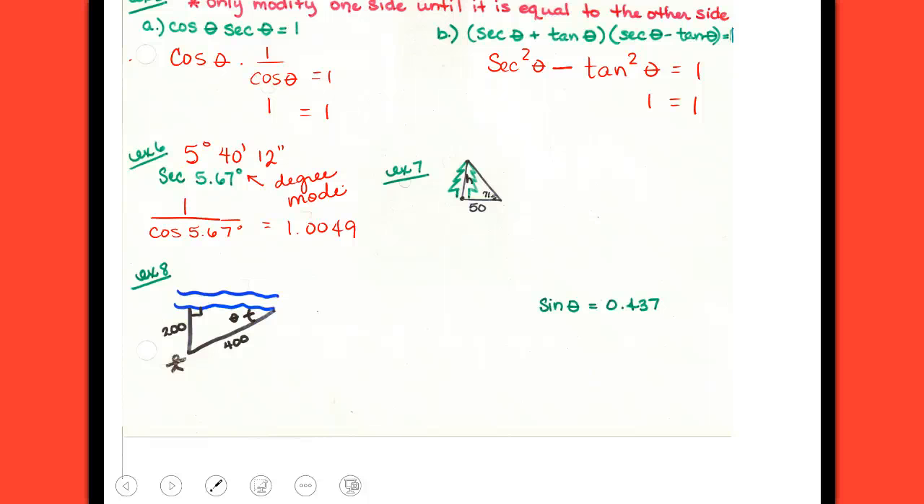So over on page 308, example number 7, it says a surveyor is standing 50 feet from the base of a large tree, as shown in our figure. The surveyor measures the angle of elevation to the top of the tree as 71.5 degrees. How tall is the tree?